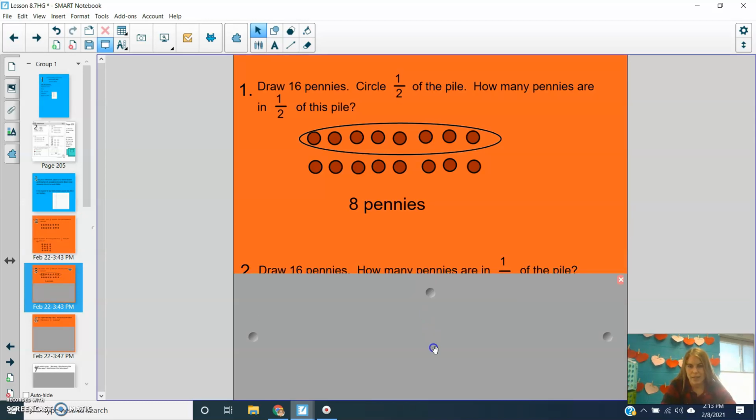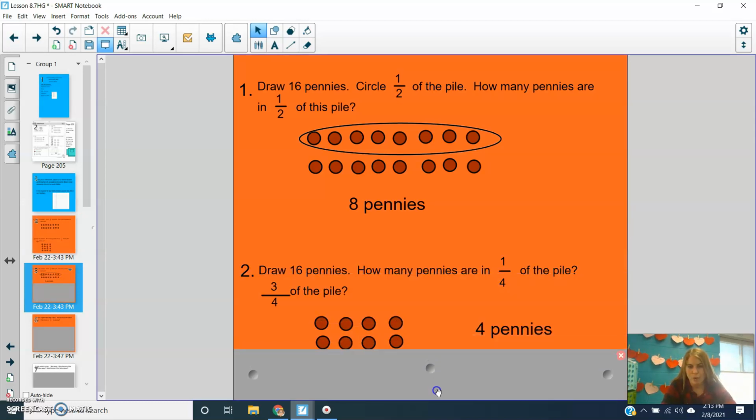All right, so for this one, when I was looking at 1/4, and I'm going to show you my whole screen, when I'm looking at 1/4, I can see that that's just one of those columns, so that would be 4 pennies. When I'm looking at 3/4, I need to add 1, 2, 3 columns. So it's like I'm adding 4 three different times. So my total would be 12 pennies.